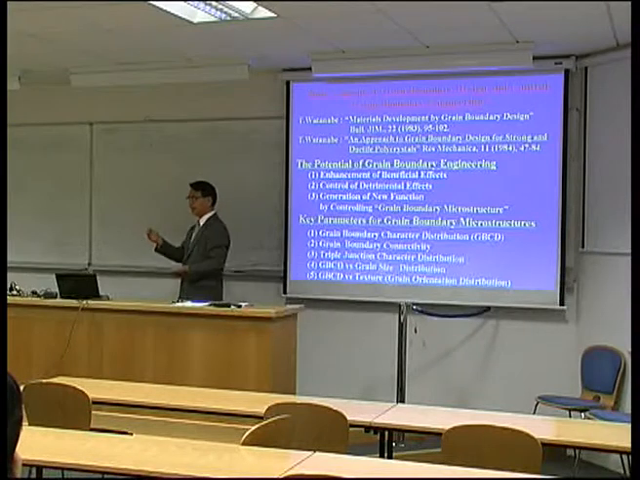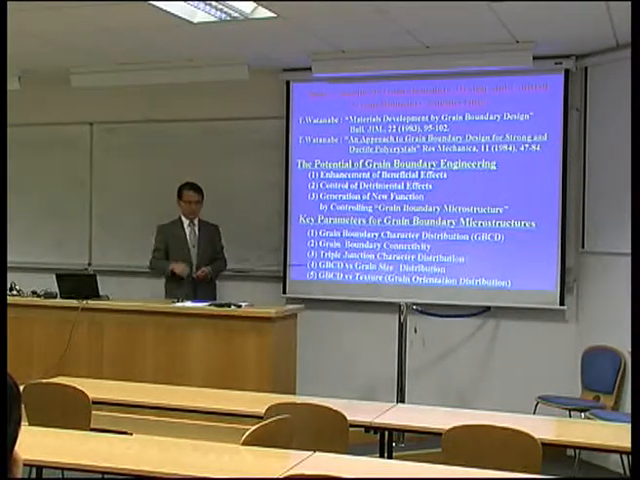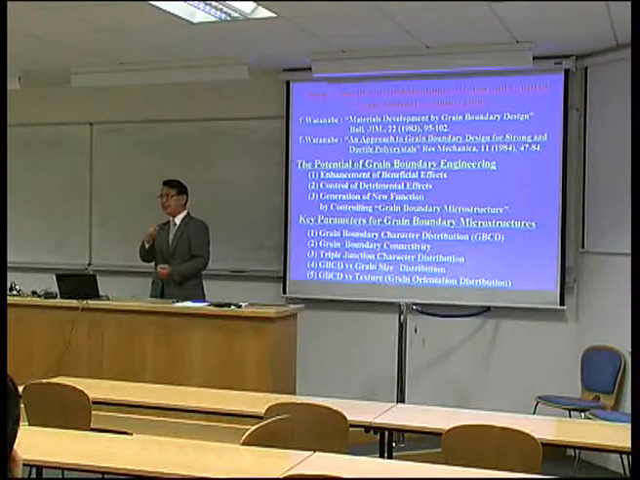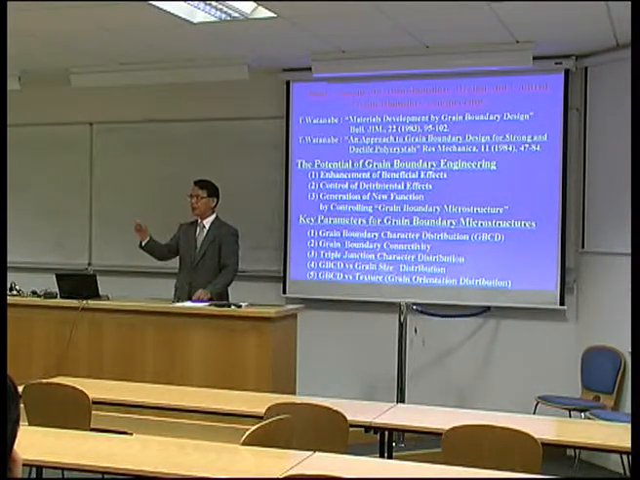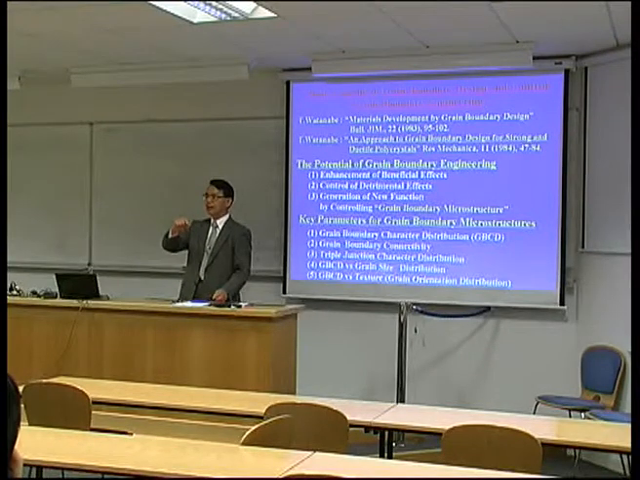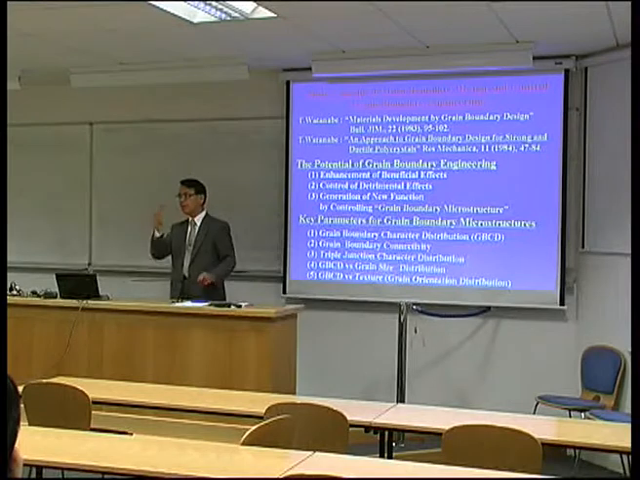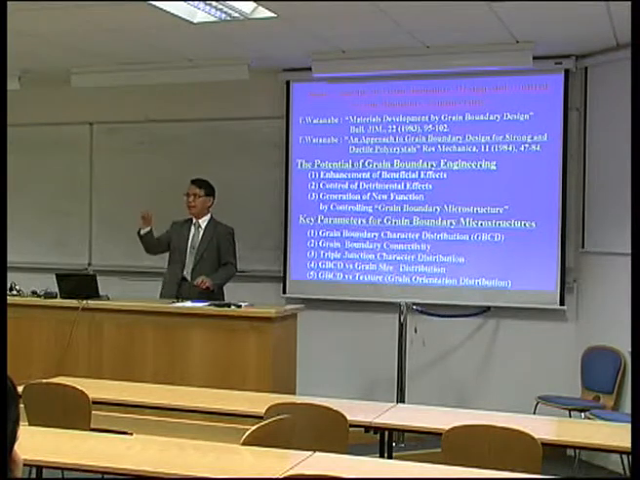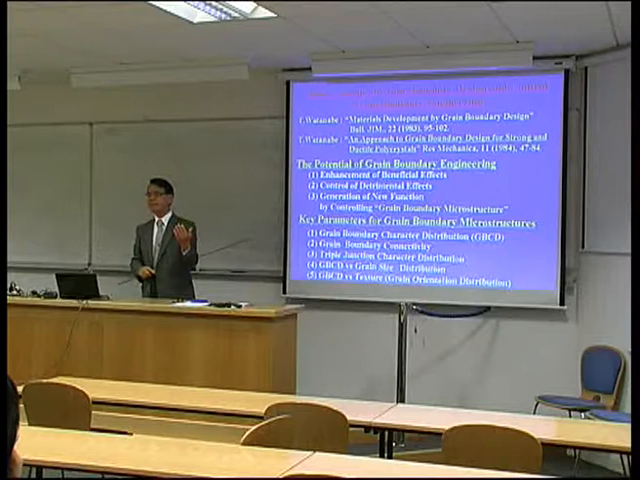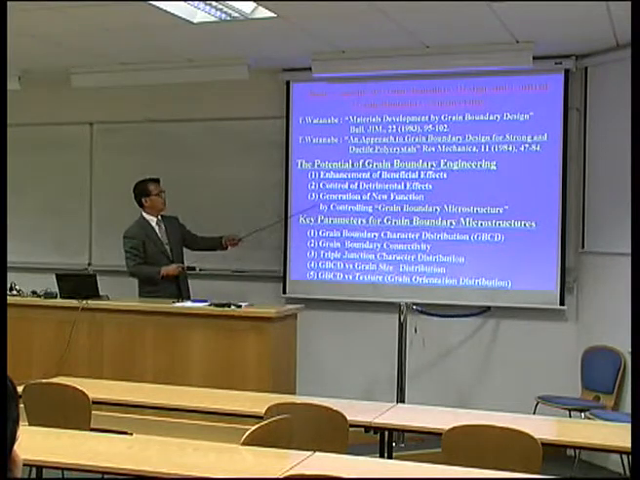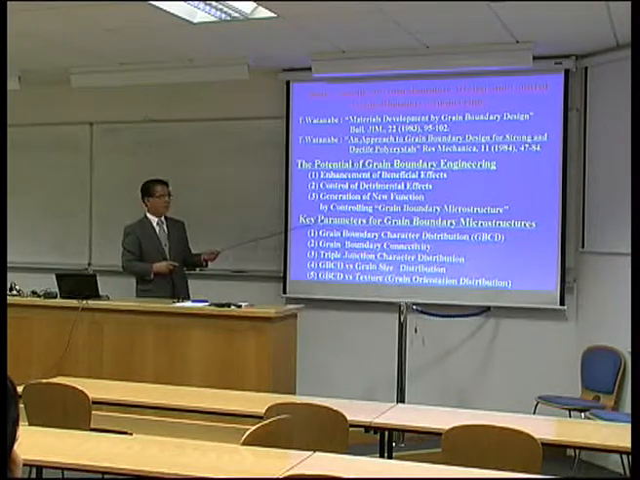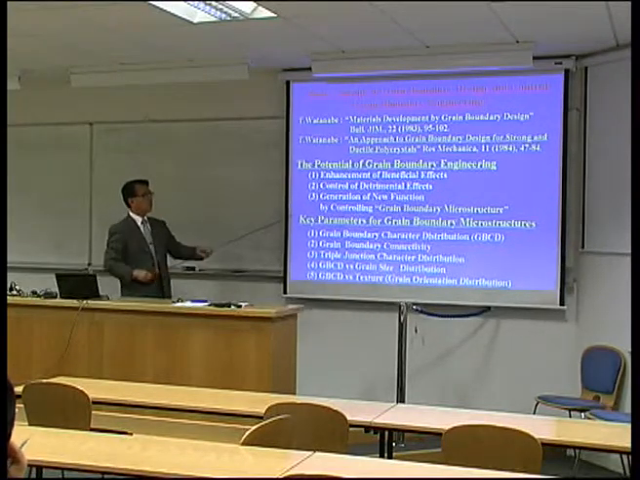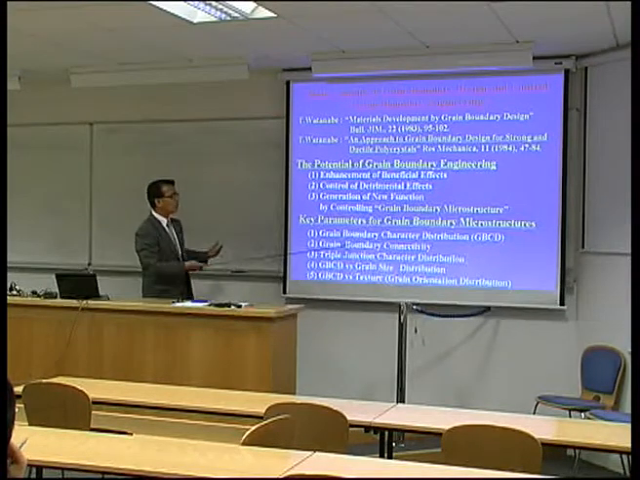For example, in electronic ceramics, there is the PTC characteristic of electronic ceramics like barium titanate. In that case, a single crystal never shows the PTCR, the positive temperature coefficient of resistance, but only a polycrystalline or bicrystal sample shows the PTCR characteristic. So the presence of grain boundaries is really necessary. To produce a new function, we have to control the grain boundary. And for this purpose, what parameters control the grain boundary?